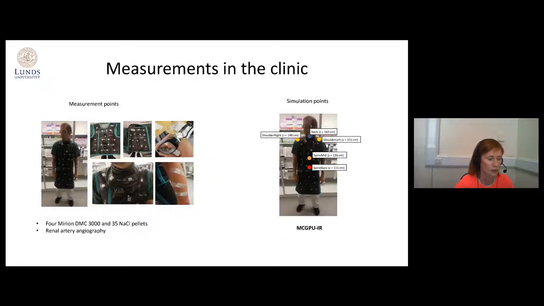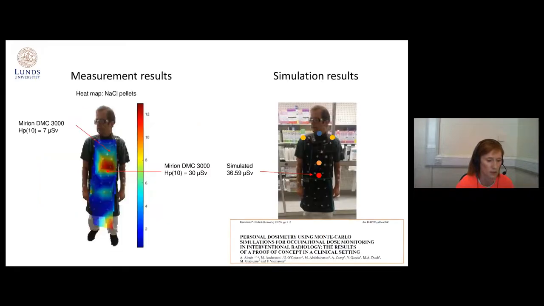And then they moved on to doing a very nice piece of work with one of their interventional doctors, who very kindly agreed to participate and for his photo to be used as well. So they did this work using active dosimeters. The doctor wore a series of active dosimeters over his lead apron and 35 salt pellets as radiation detectors positioned in a map over his body while he was doing a renal artery angiogram. And then after, the case was simulated to look at a comparison between the measured and the simulated doses. And they got a very nice set of results showing a heat map of his dose from the salt pellets and then some measurements from the Mirion active dosimeter as well.